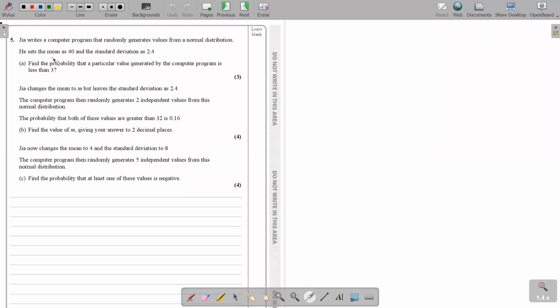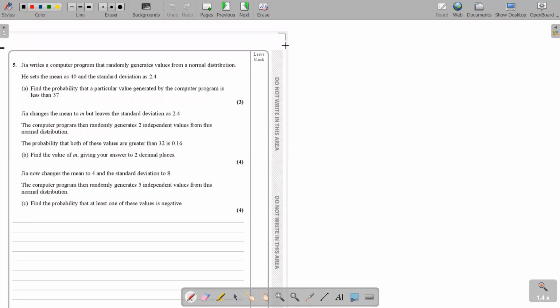Okay, question number 5. Gia writes a computer program that randomly generates values from a normal distribution. He sets the mean as 40 and the standard deviation as 2.4. Find the probability that a particular value generated by the computer program is less than 37. Okay, how do we find this?